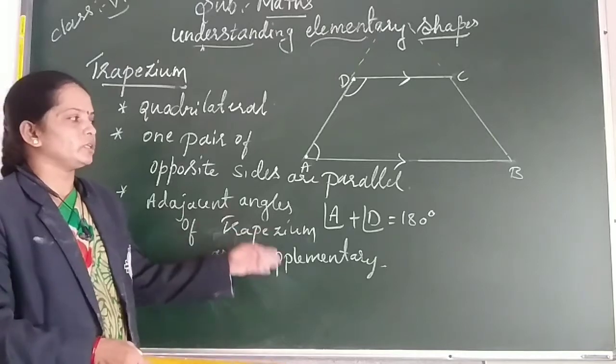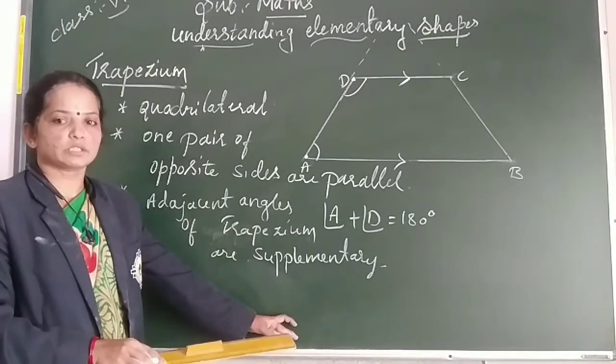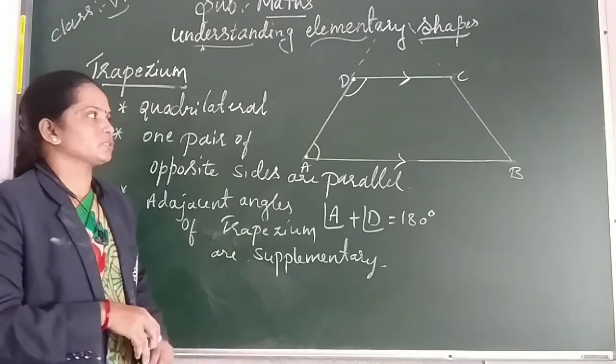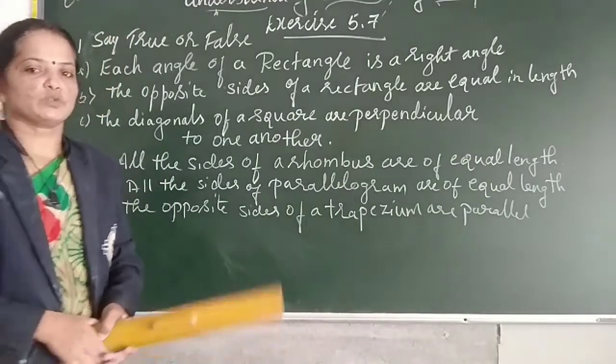So now we learned about quadrilaterals, parallelogram, rectangle, square, rhombus, then trapezium. So next we move to the next one.